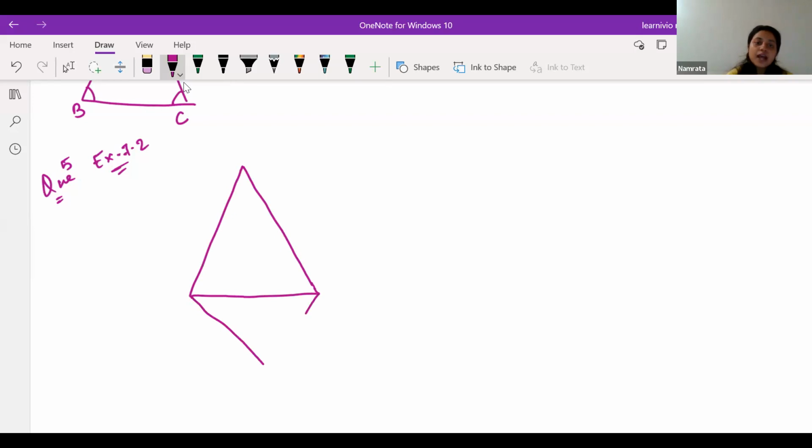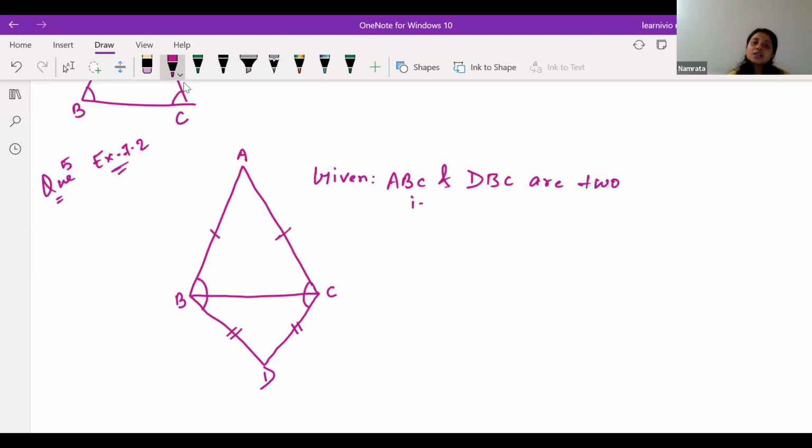Okay, so this is the figure we have. Let me write the name of the given figure: A, B, C, D. This side is the same, and this side is the same. Let me write the given information over here. The information given is that ABC and DBC are two isosceles triangles.